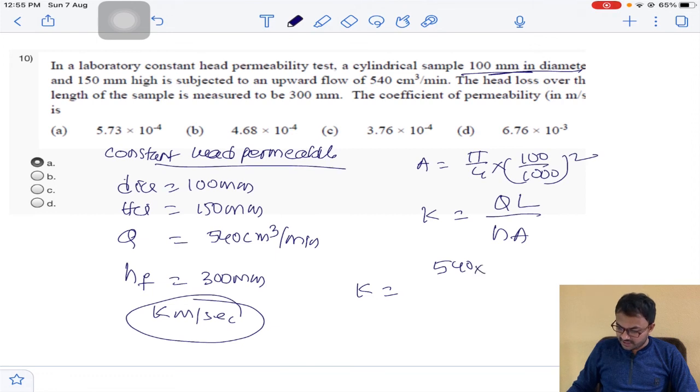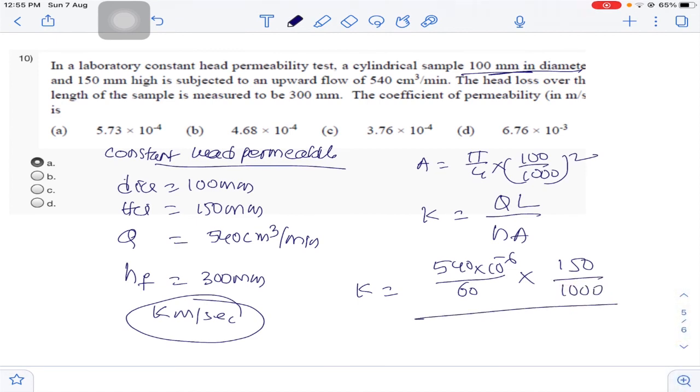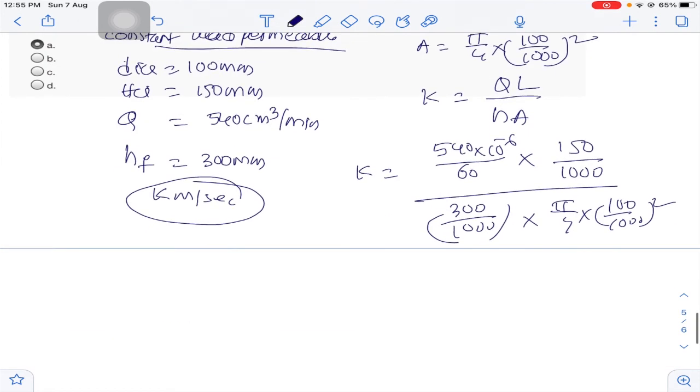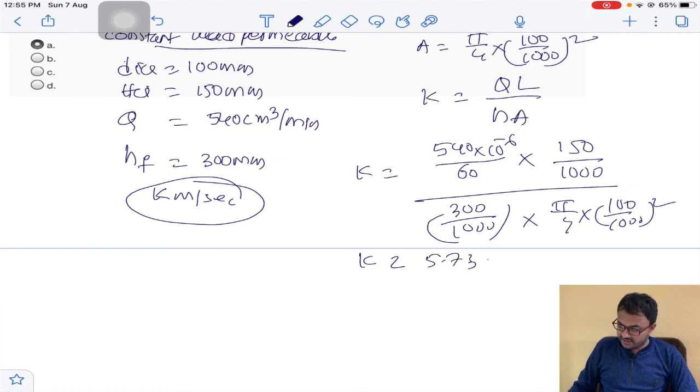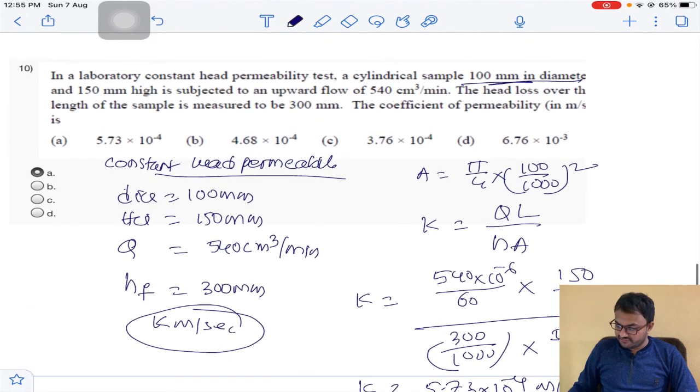So it will be 10 power minus 6. 1 minute is equal to 60. I am converting centimeter cube per minute into meter cube per second. So into L, length of the sample is 150 mm. That is height of the sample is L, 150 by 1000. He has given it in mm. And H is equal to head causing the flow. What is head causing flow? It is 300 by 1000, again in meter, and area pi by 4, 100 by 1000 square. Okay, so K value you will get, it is 5.73 into 10 power minus 4 meter per second. Clear? So which option will coincide? 5.73, 5.73. Yeah, option A will coincide.